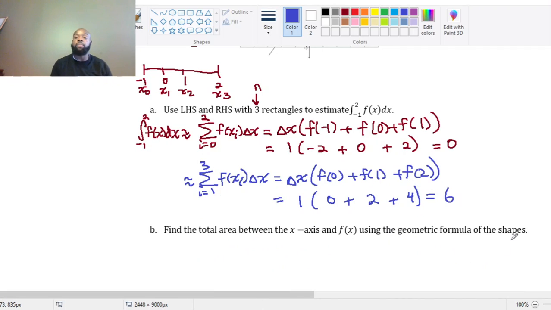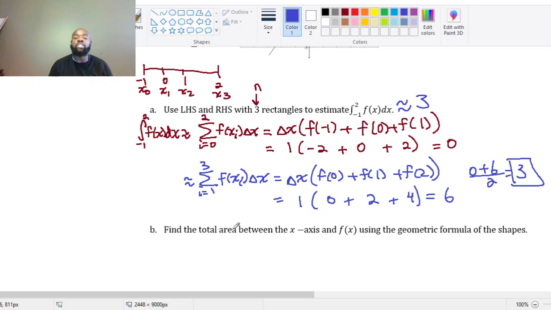A better estimate would be to do the 0 plus the 6 divided by 2. So my estimate for this integral is 3 units. All right. Now I get 3 units here. That's the estimate for this integral here using my left and right hand sums and doing the average.